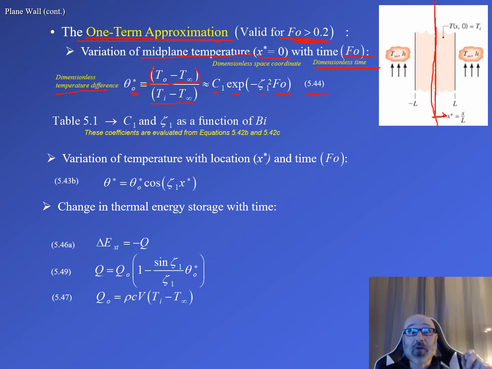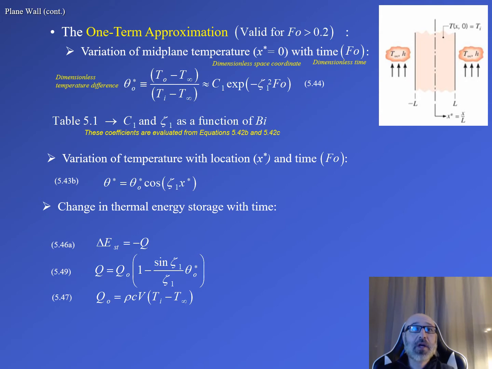Now for our coefficients right here, our C1 and our eigenvalue one term, we can go to table 5.1 in our textbook and get these, and we can see that these two coefficients are a function of our Biot number. We can also evaluate these coefficients with equations 5.42b and 5.42c in our textbook.